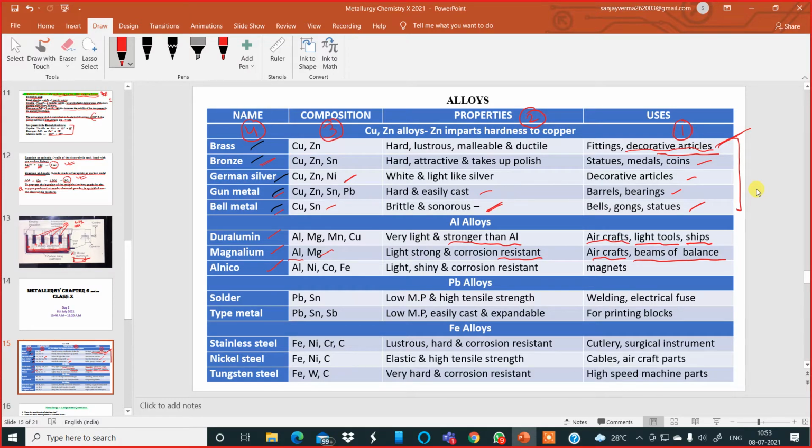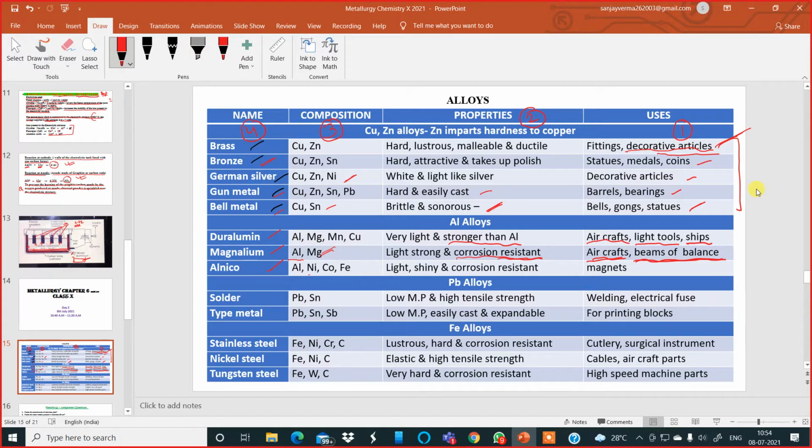Okay, never mind. Listen carefully. The third alloy of aluminium is Alnico. It is composed of aluminium, nickel, magnesium. I have explained magnesium already. Magnesium is composed of aluminium and magnesium. It is light, strong, and corrosion resistant. I hope you are following your book also. And then magnesium is used to make aircraft bodies and beams of balance.